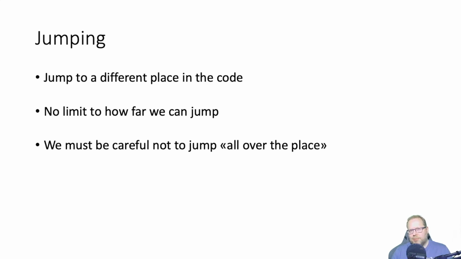So especially now in the beginning, it's probably best just to jump a short distance. So you have control of what you're jumping over. You don't want to skip an important part of the NESmaker code, and it's going to crash our game. So you have to be a little bit careful about that. But don't worry, we're going to look at a few examples that are going to help us do that. So that's jumping. Jumping is really simple. We just jump to a different part of the code, and there's no limit to how far we can jump. No technical limit anyway.